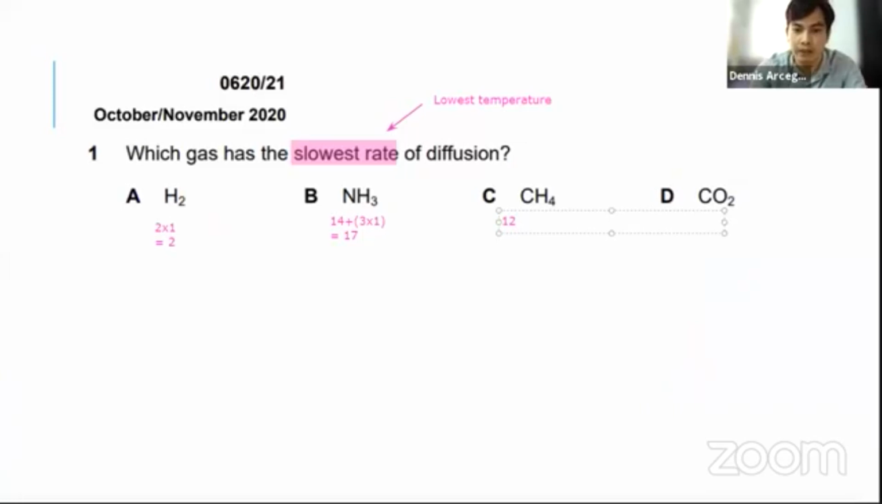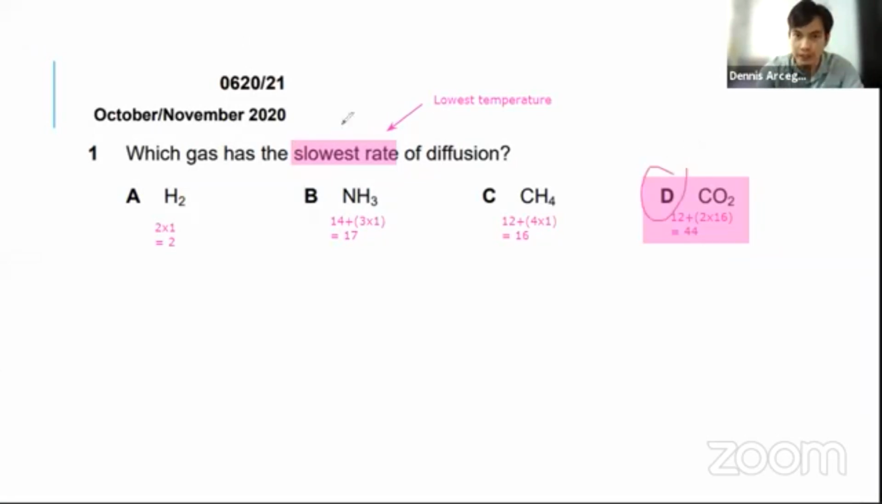So this one is 12 plus 4 times 1. So this will be 16. And then for carbon dioxide, let's have 12. Then oxygen is 2 times 16. So this will be 44. So the one that has the highest molecular mass will be diffusing slowest. So the answer is letter D.